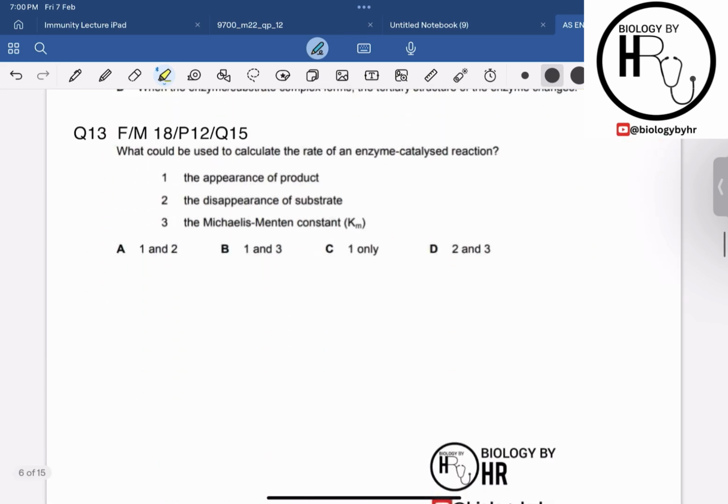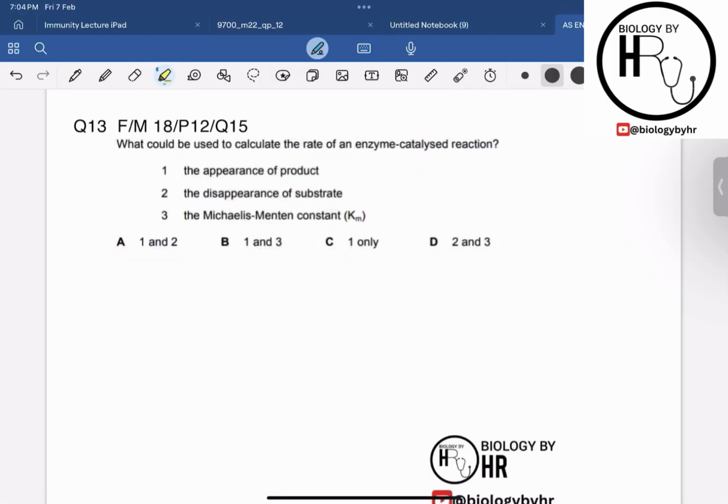Now let's move on to question 13. Alright, so now let's move on with question number 13 over here, which is from February-March 2018, paper 1, question 15. Over here they say, what could be used to calculate the rate of the enzyme catalyzed reaction? If we talk about the rate of the reaction, it is the change in the concentration divided by time, right?